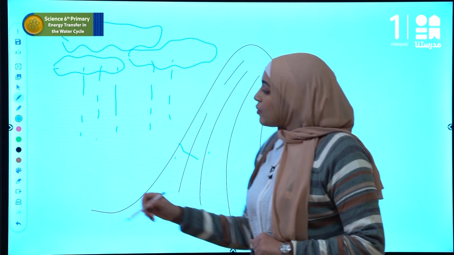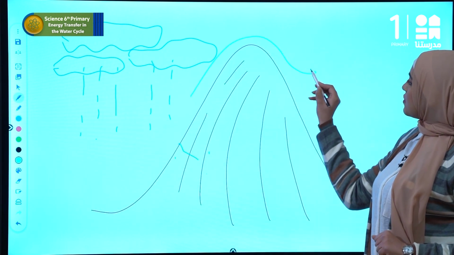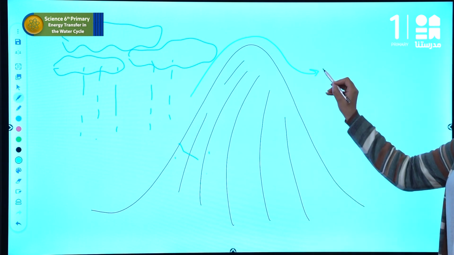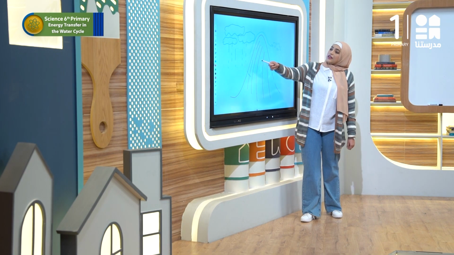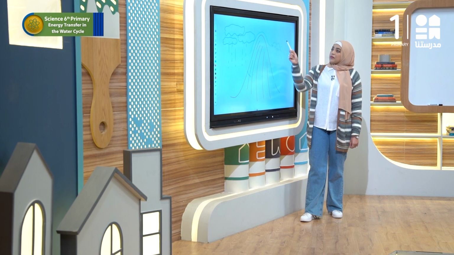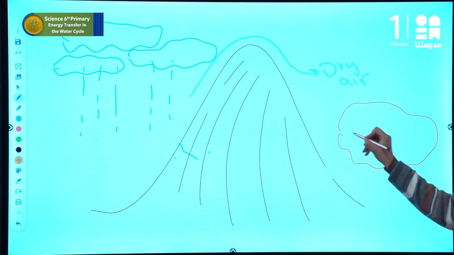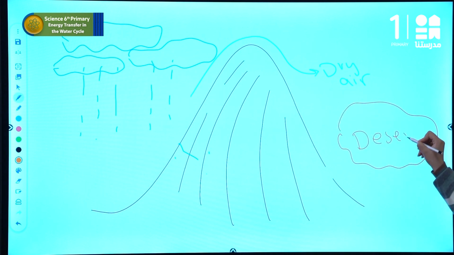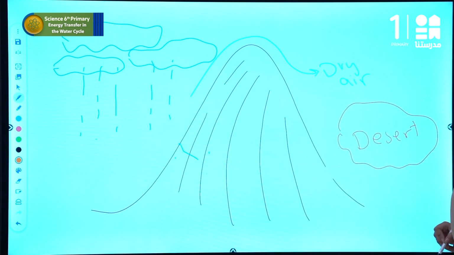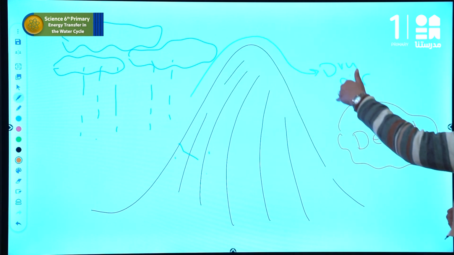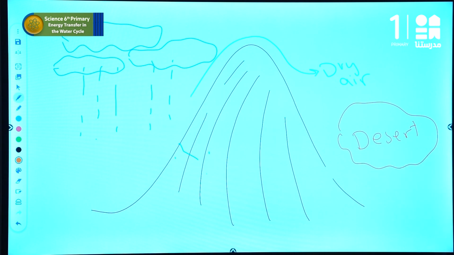After rain falling, we will find that air will move above the mountain and becomes dry air. The air moves on the other side of the mountain and becomes dry air, which will cause the formation of desert in this area. So, on one side of the mountain, the rain will fall and the air will move above the mountain and become dry air, which will cause desert in this area.